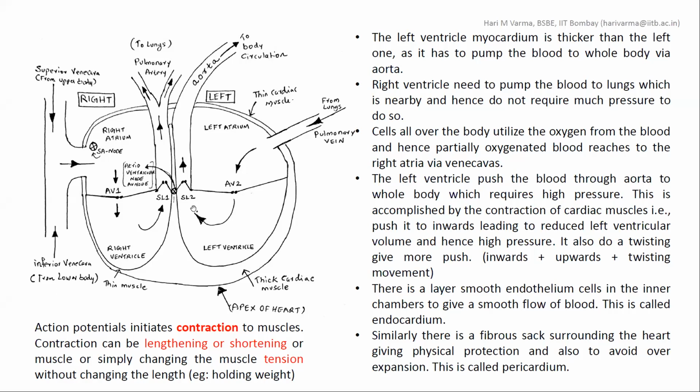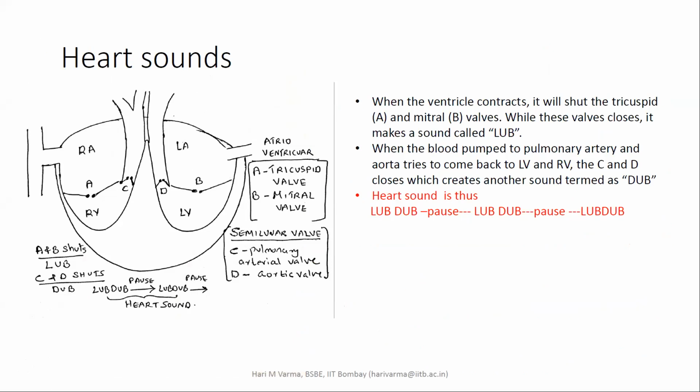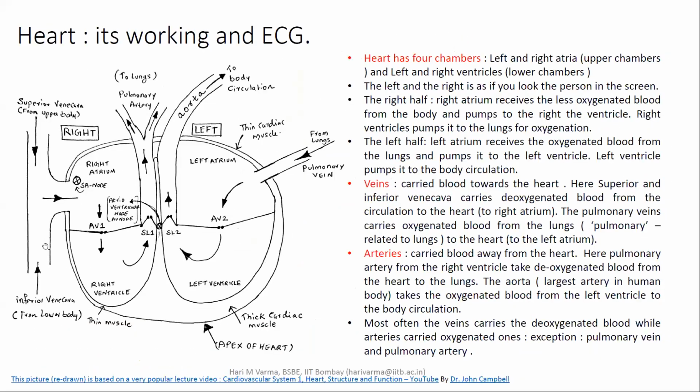So SL1 and SL2 close because of the back pressure from the aorta and the pulmonary artery, where the ventricle is now at low pressure. Essentially this is the period of diastole. At that time, because of the shutting down of SL1 and SL2, you will hear another sound, which is called the second heart sound, the dub. So lub dub is basically because of the heart valves closing. One is the AV valves which close, and the other is the SL valves which close.